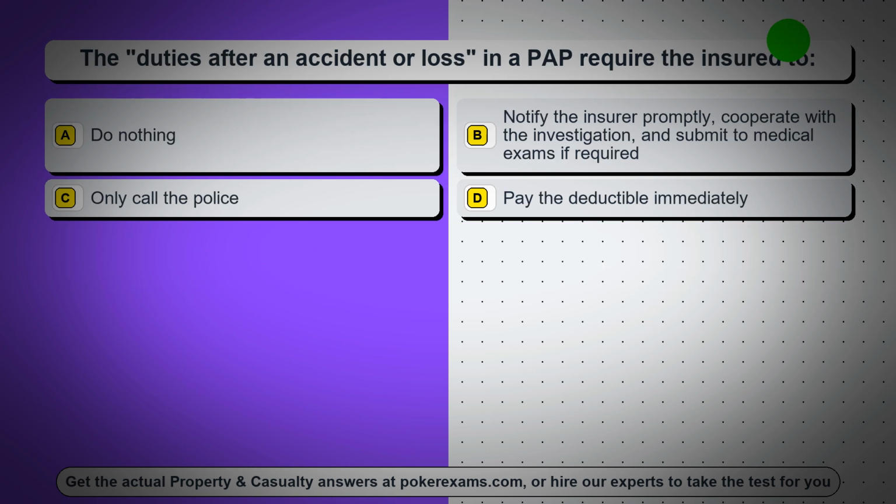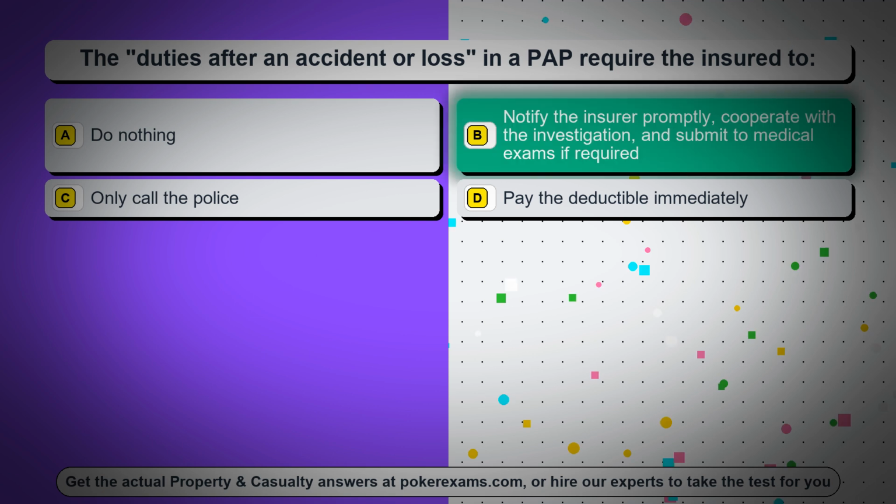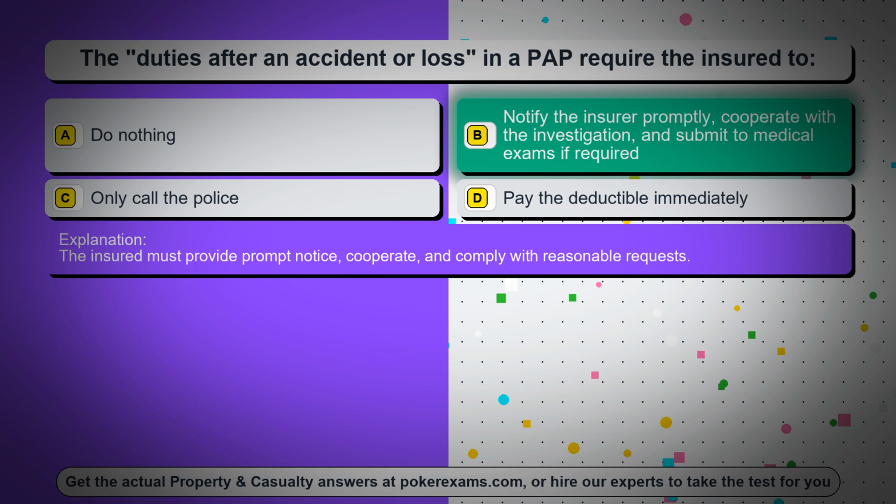Question 32. The duties after an accident or loss in a PAP require the insured to, option A, do nothing. Option B, notify the insurer promptly, cooperate with the investigation, and submit to medical exams if required. Option C, only call the police. Option D, pay the deductible immediately. The correct answer is option B, notify the insurer promptly, cooperate with the investigation, and submit to medical exams if required. The insured must provide prompt notice, cooperate, and comply with reasonable requests.